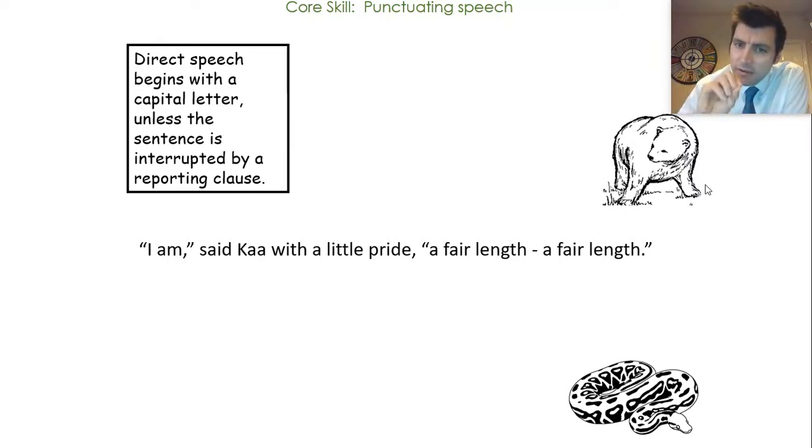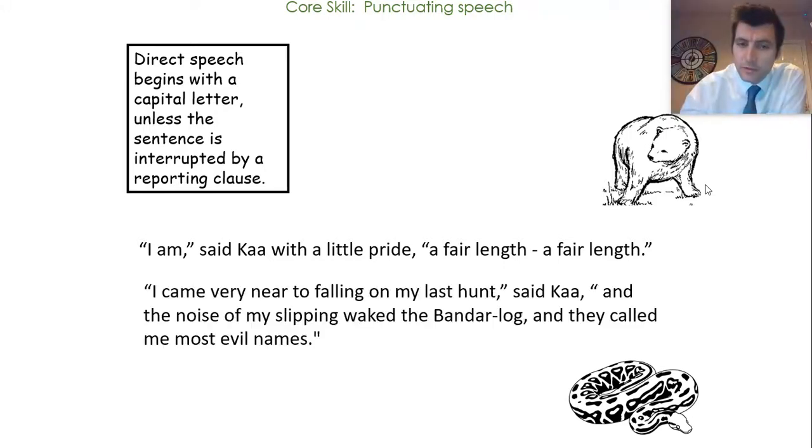Now, the lowercase a before the fair is because the direct speech has been punctuated, it's been broken up by the reporting clause. So said Kaa with a little pride is that reporting clause. And again here we've got and after the word Kaa. So I came very near to falling on my last hunt, said Kaa. And that and has been interrupted by a reporting clause. Okay? So the direct speech there is in blue. But we can see the green reporting clause. And because the green reporting clause comes in the middle of the direct speech, we therefore follow with the second section of the direct speech with a lowercase opening letter.